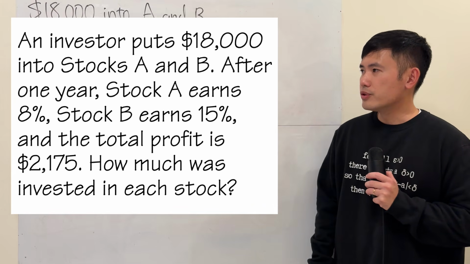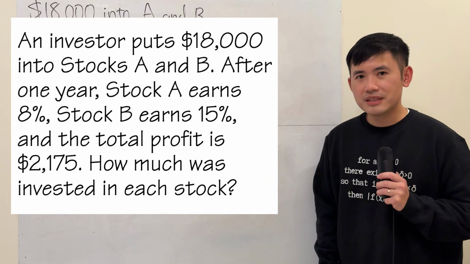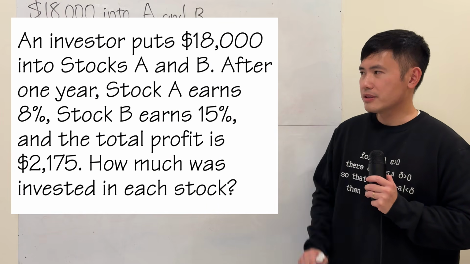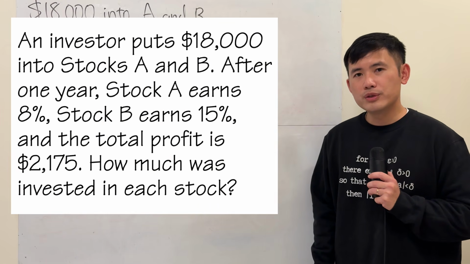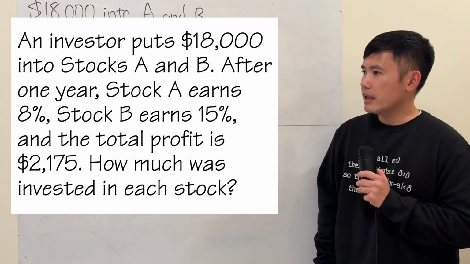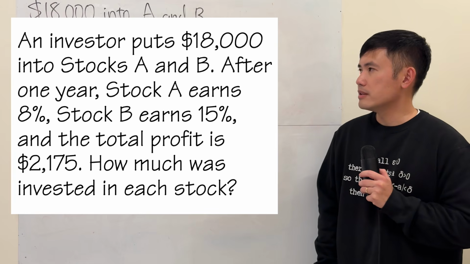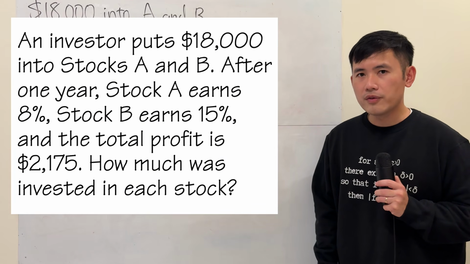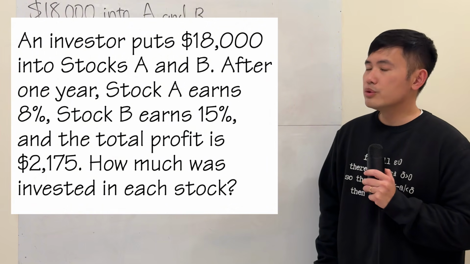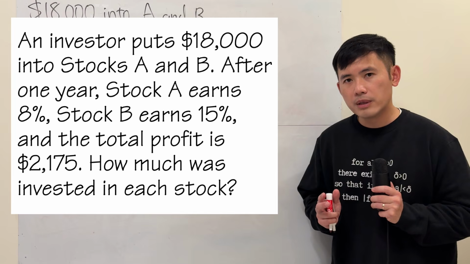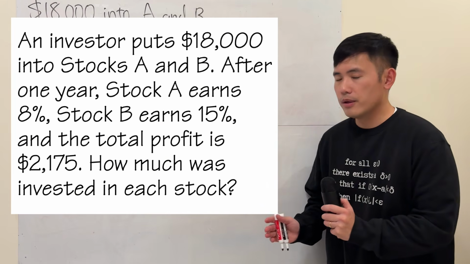Here's a percentage question, and we are going to solve it by using a system of equations. Here's the situation. We are going to put $18,000 into two stocks, and we'll just call them A and B. Let's say after 1 year, stock A earned 8% and stock B earned 15%. And suppose we know that the total profit from both stocks is $2,175.